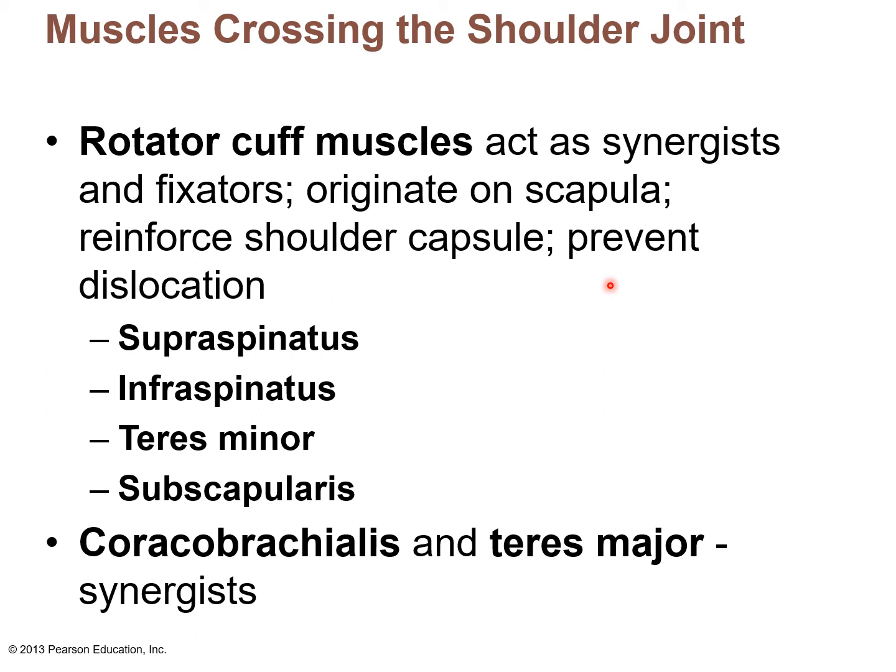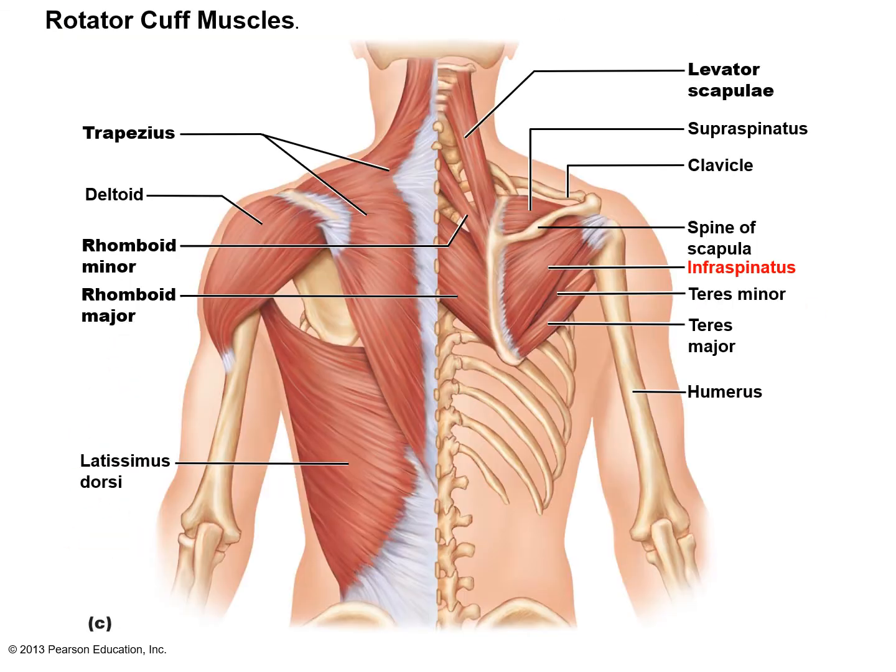So you have the supraspinatus, the infraspinatus, the teres minor, and the subscapularis. I did not put all these on there. I only put the infraspinatus on there. But it's good to know that these four make up that rotator cuff group. You can see the infraspinatus there, and if you look around at different pictures, supraspinatus is there. You can find them all.